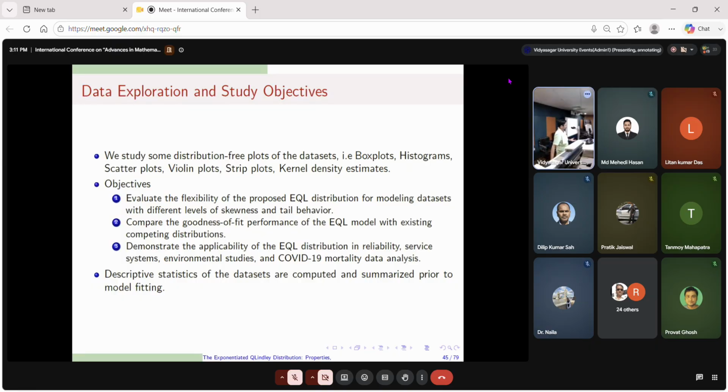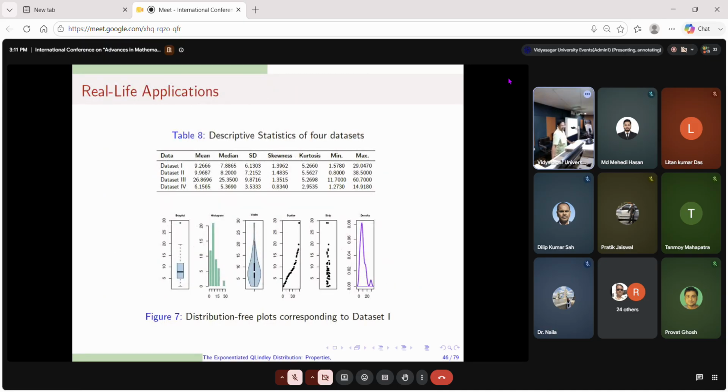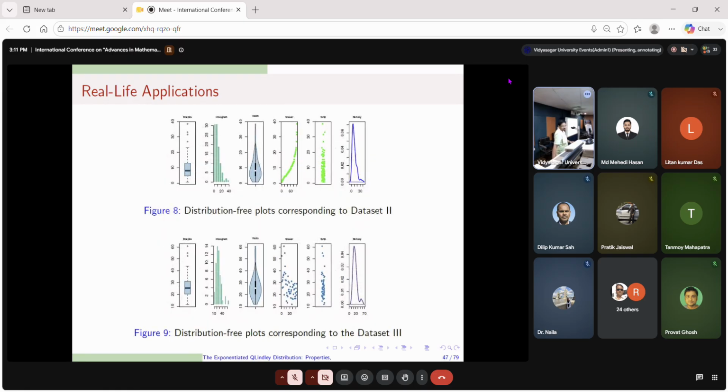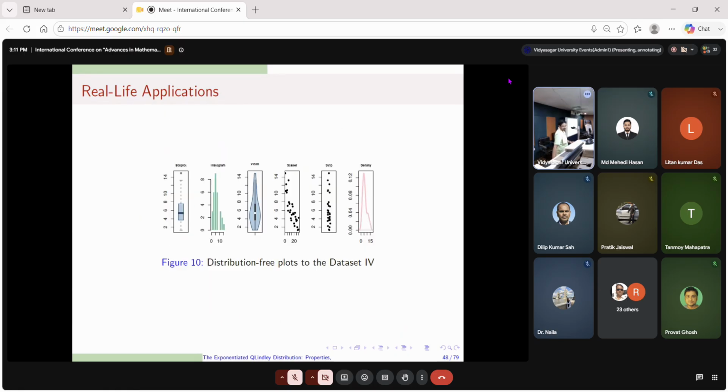Now to demonstrate some descriptive statistics, different types of diagrams will be there. So I'll show the diagrams. These are the data sets, descriptive statistics of the 4 data sets, along with some descriptive non-parametric diagrams as well.